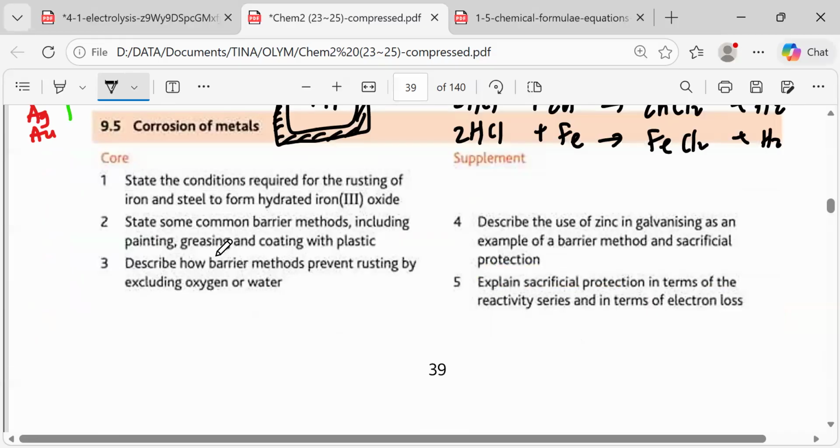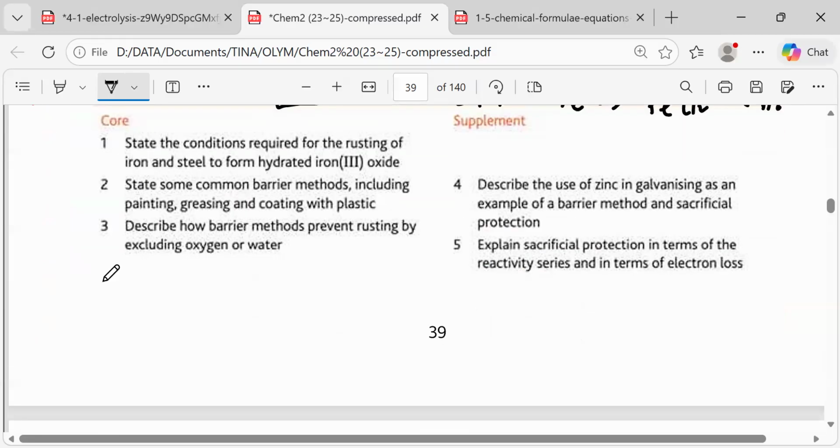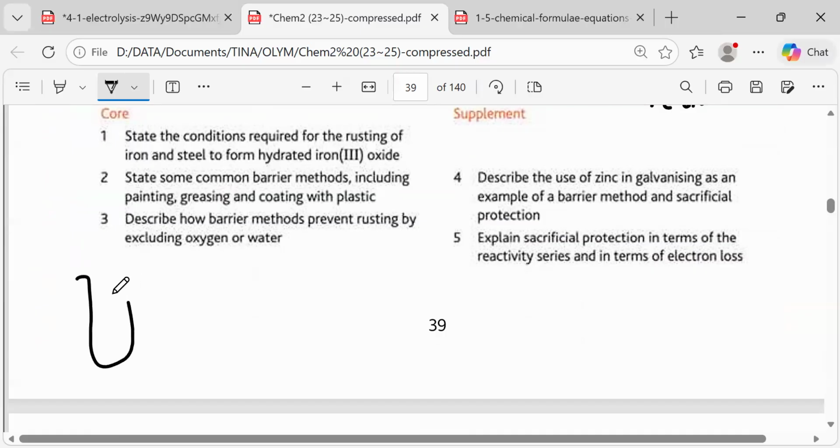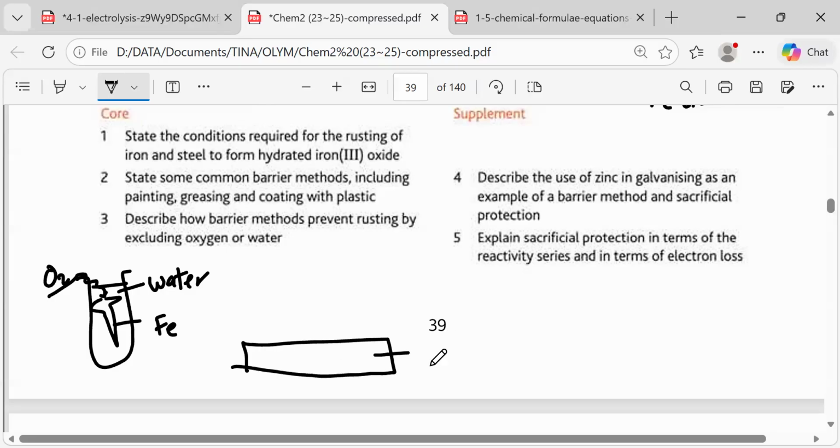Now, conditions required for rusting. This one you learned in year 7. How does iron rust? Iron rusts when there is water and oxygen. Okay, now we're going to learn why. This is iron. You don't need a lot of water, just 1 drop. Can water alone make iron rust? No. Why not? Because there's no oxygen.